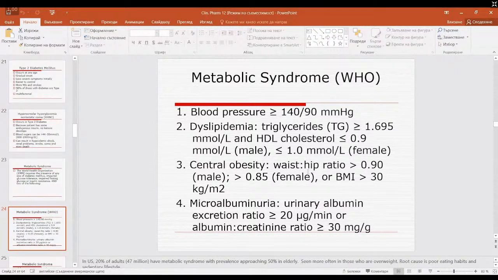Central obesity, again, here we have a difference between males and females, and also between the Asian population and non-Asian population, or microalbuminuria, which is the presence of albumin in the urine, or also there is a ratio of albumin to creatinine. When this is over 30 milligrams per gram, this is also called microalbuminuria, and this is enough to make the diagnosis of metabolic syndrome.